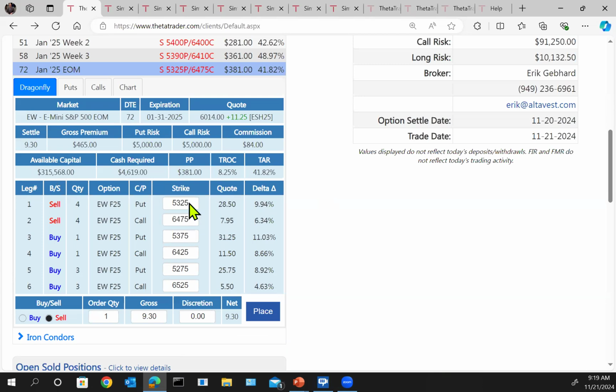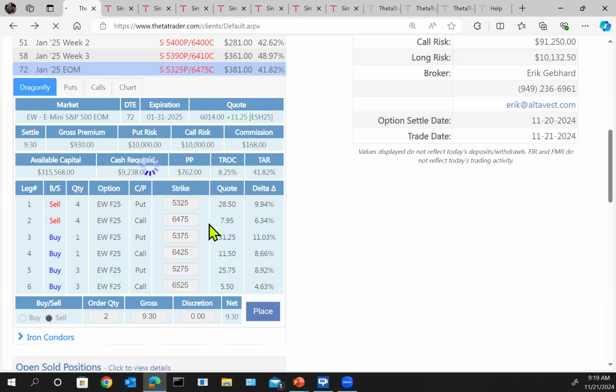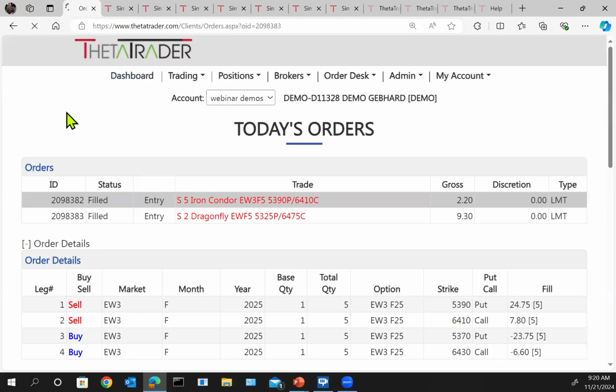But again, you can see the strikes here that you're selling on the puts and the calls. You have a 9.94 delta and a 6.34 delta here on the ones you're selling. So again, over 90% and 93% probability that these puts and calls will expire out of the money. And it always defaults to a sell because you're selling the dragonfly. And we'll do 2 of these here. And we'll leave the value here at 9.3. You could change it if you wanted, but we'll go ahead and place that order, and there you go. Just that simple.